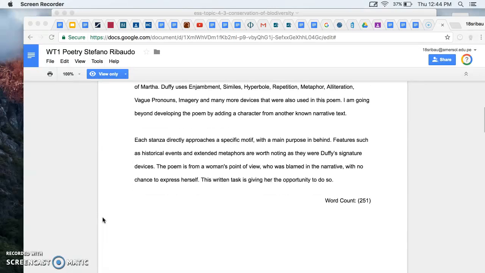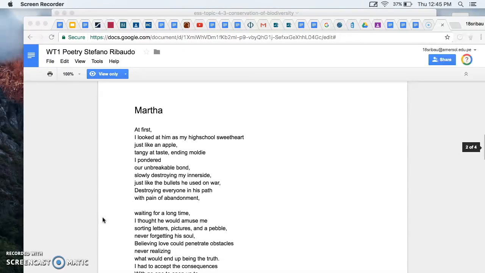Each stanza generally approaches a specific motif with a main purpose behind it. Features such as historical events and metaphors are worth noting, as they are Duffy's signature devices. The poem is from the point of view of a woman who was blamed in a narrative with no chance to express herself. This reading task is giving her the opportunity to do so.